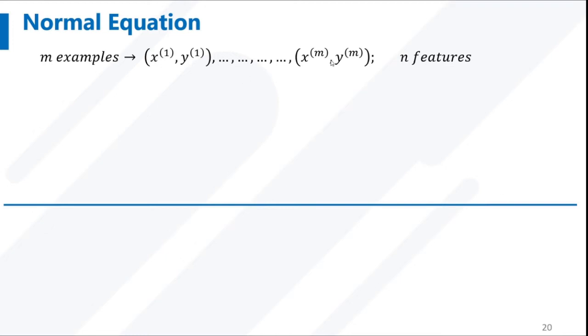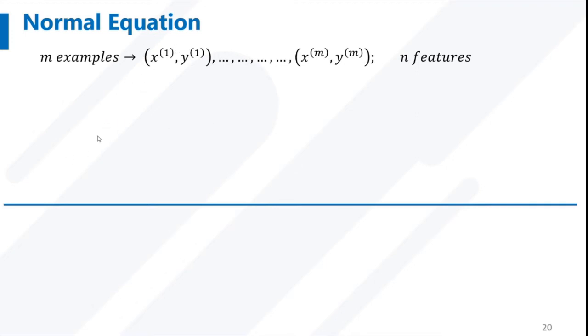Similarly, for each example, like the last example, x^m means the mth example, but in the mth x, it actually means the mth vector. This is a vector with n plus 1 elements, starting from x0^m, x1^m, x2^m up to xn^m. Y is a single variable because the output is a single output, so y^1 to y^m are single elements.